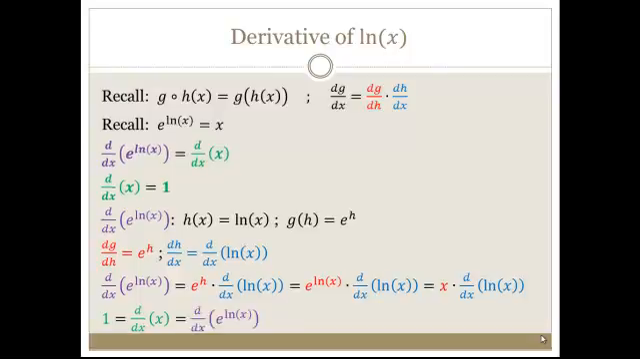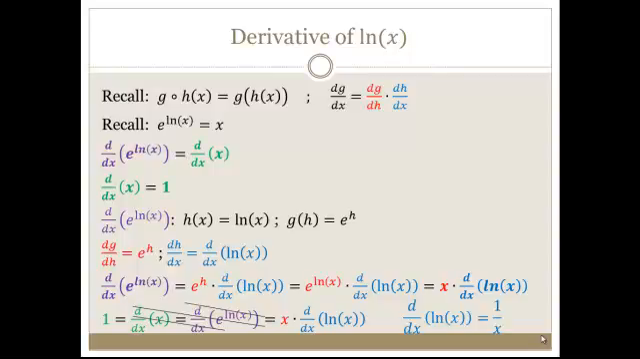Putting all of this information together, we have that 1 is the derivative of x with respect to x. But the derivative of x with respect to x equals the derivative of e to the ln of x, which we just computed as x times the derivative of the natural log of x. If we cut out the middle of this equality, we have that 1 equals x times the derivative of the natural log of x. Since we want to know the derivative of the natural log of x, we need to solve for it by dividing by x to get that the derivative of the natural log of x is 1 over x.